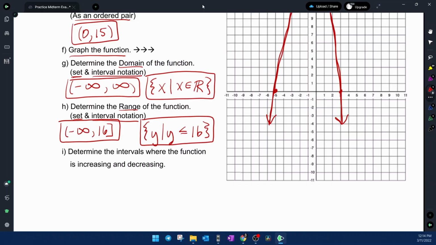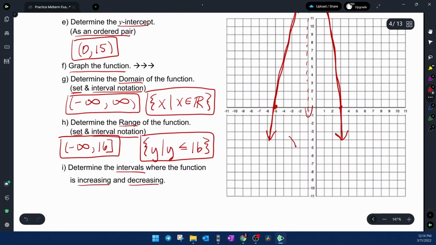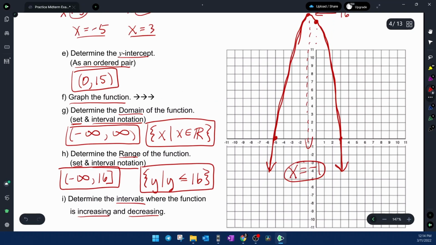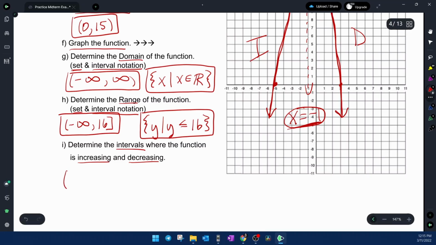And I think the last thing we have to do here is to determine the intervals where the function is increasing and decreasing. And so if we look at our parabola and maybe sketch in the axis of symmetry, remember that that axis of symmetry was at x equal negative 1. We can see that this graph is increasing from negative infinity up to that value, and then it is decreasing from negative 1 to infinity. So if you have the graph, the increasing and decreasing should be pretty easy.